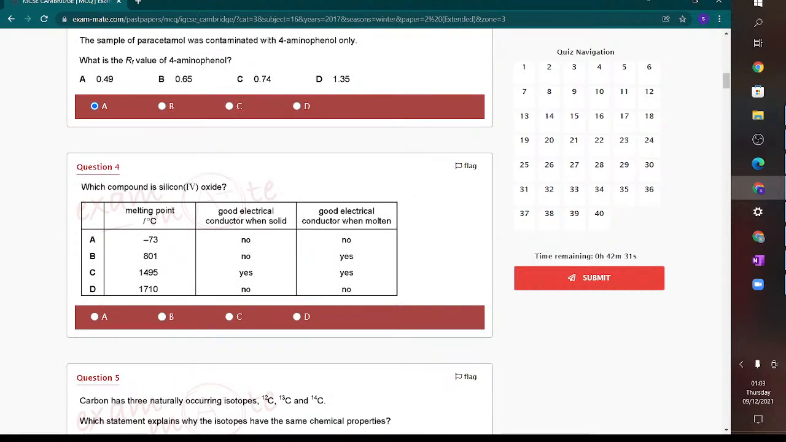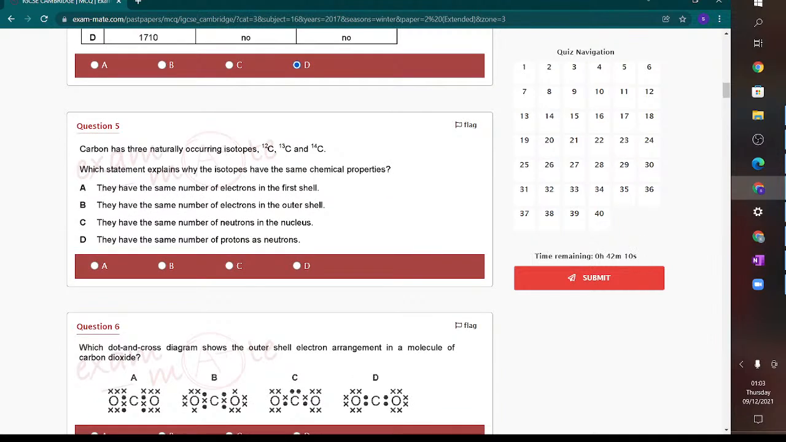Which compound is silicon oxide? Silicon oxide has a high melting point because of its tetrahedral structure. Good electrical conductor when solid, that's a no. Good electrical conductor when molten, that's not true. So the answer is T. It does not conduct electricity because it does not have free ions or electrons that can move around.